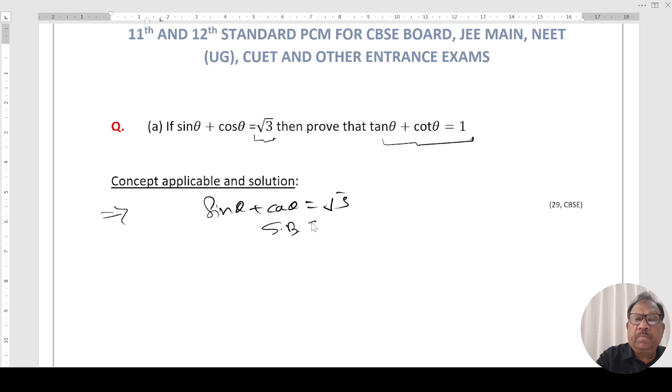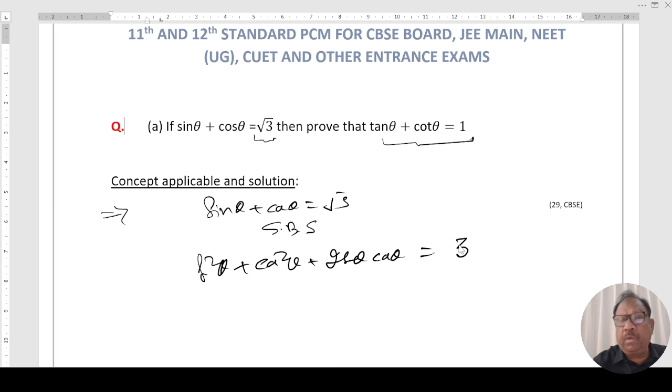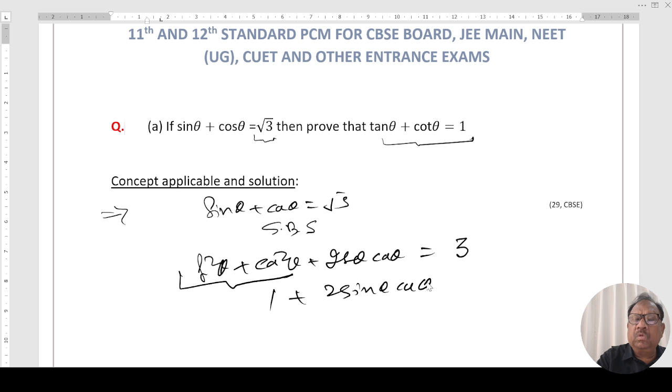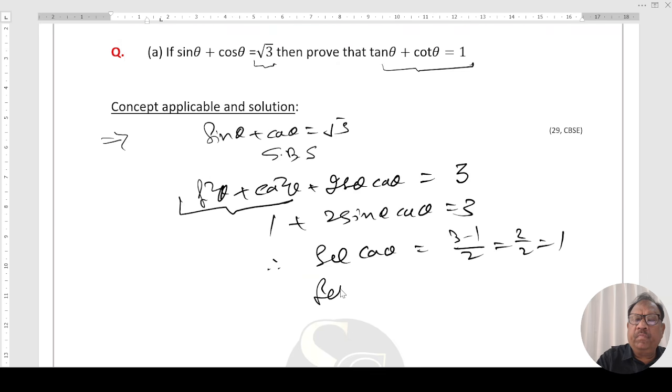Squaring both sides: a square plus b square plus 2 sin theta cos theta equals root 3 whole square, that is 3. Using the identity sin square theta plus cos square theta equals 1, we get 1 plus 2 sin theta cos theta equals 3. Therefore, sin theta cos theta equals (3 minus 1) divided by 2, that is 2 by 2, that is 1. So sin theta into cos theta equals 1.